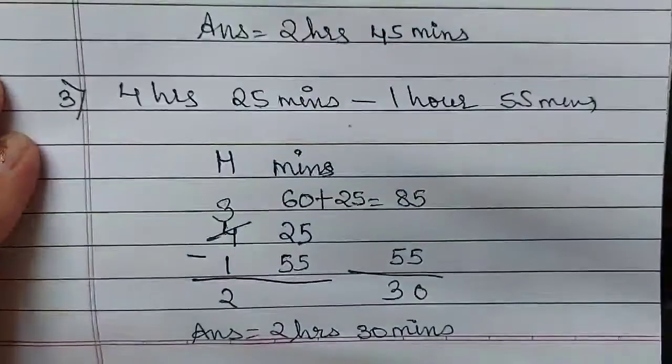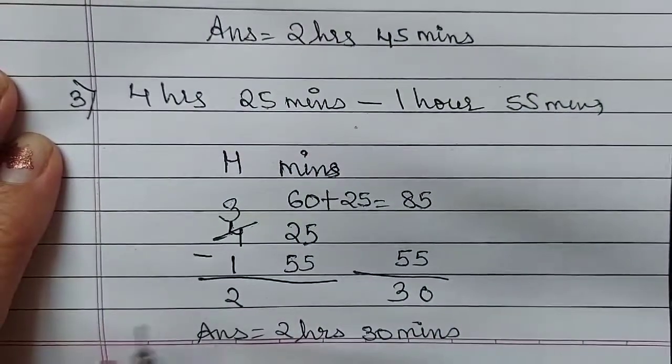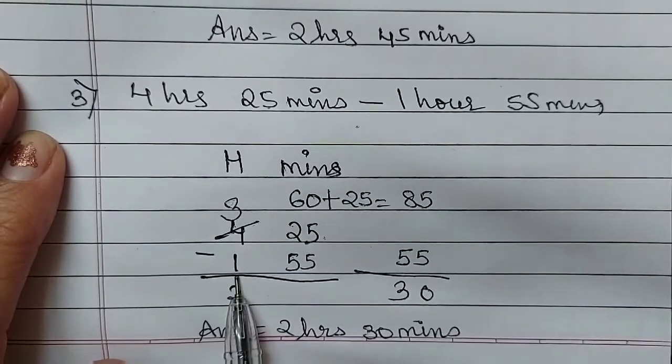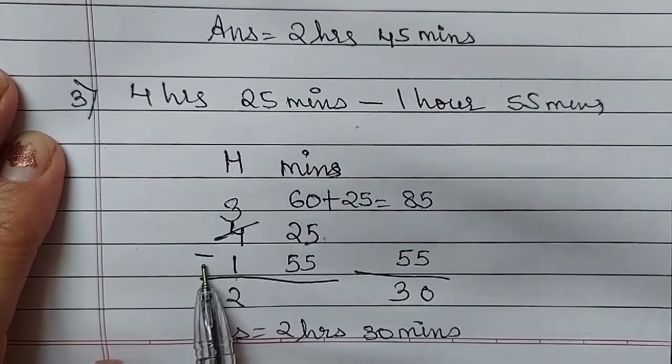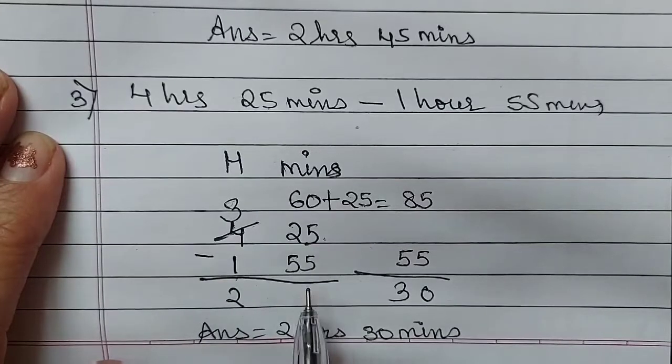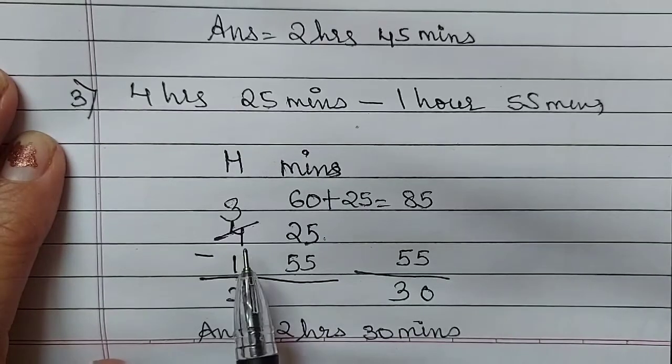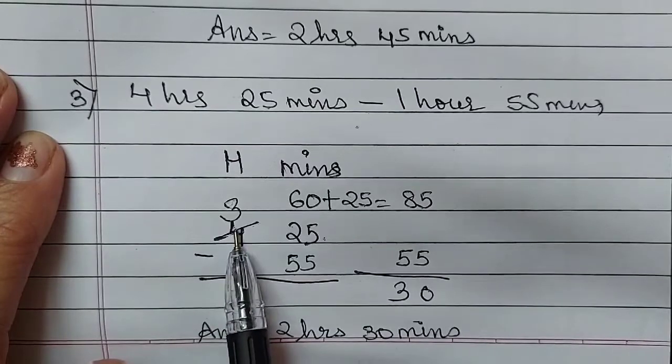So do you want me to explain it once again? This is 4 hours 25 minutes, 1 hour 55 minutes. Now you have to subtract this. From 25 can we subtract 55? No, it's not possible. So what do we have to do? We have to borrow. When we are borrowing, we borrow from here 1.